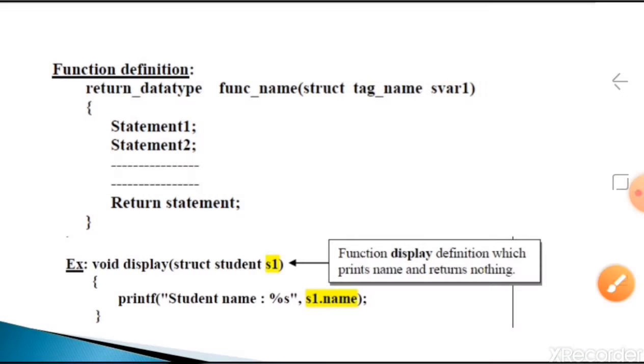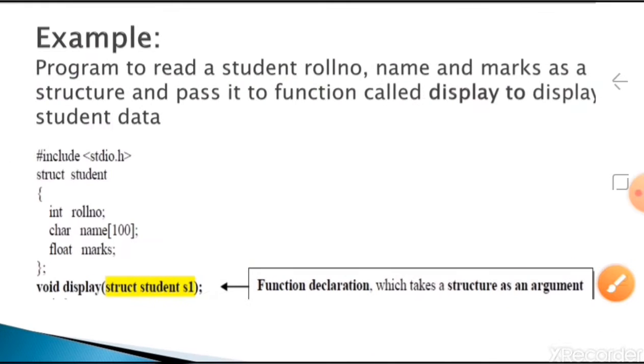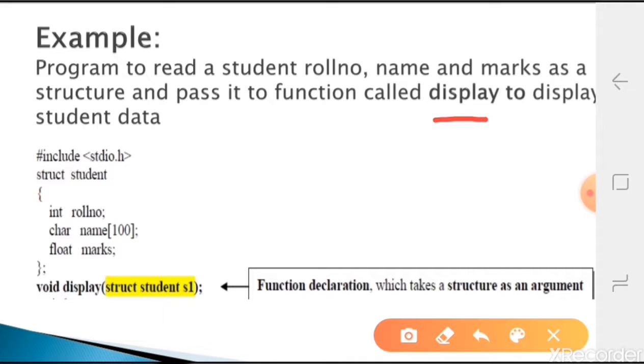Okay, so now let's see how we'll write a program. Here we'll write a program to read student information, that is nothing but roll number, name and marks, and read it into a structure. Then that structure will be passed to the function. That function name we are calling display, and it will be displayed in that function.